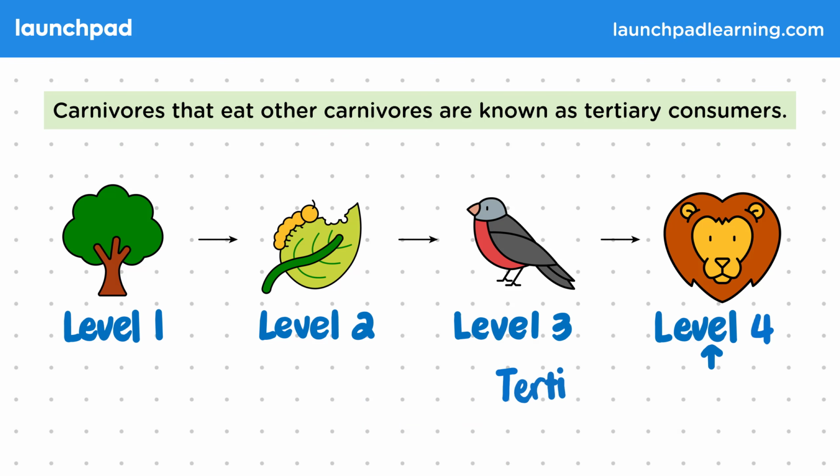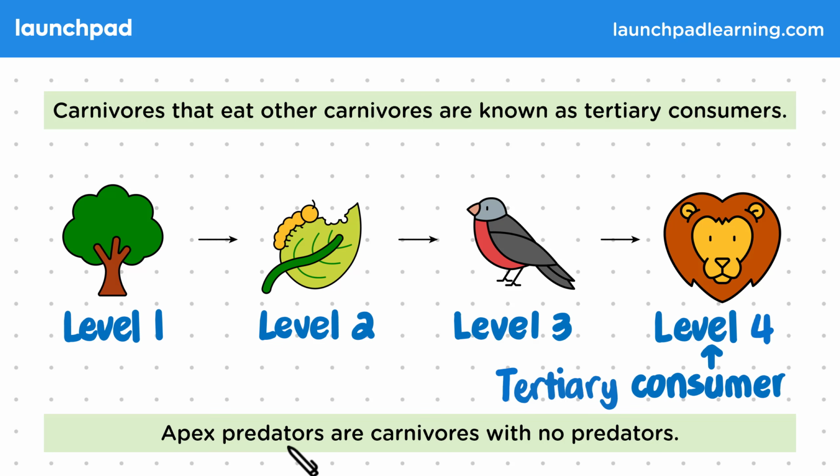Carnivores that eat other carnivores are known as tertiary consumers. Apex predators are carnivores with no predators. Apex means the top, so this is the predator at the top of the chain or web. This means that nothing eats this animal. Common examples of apex predators might be sharks or lions, but you don't need to remember specific examples. You should, however, be able to identify an apex predator when given a food chain in the exam.